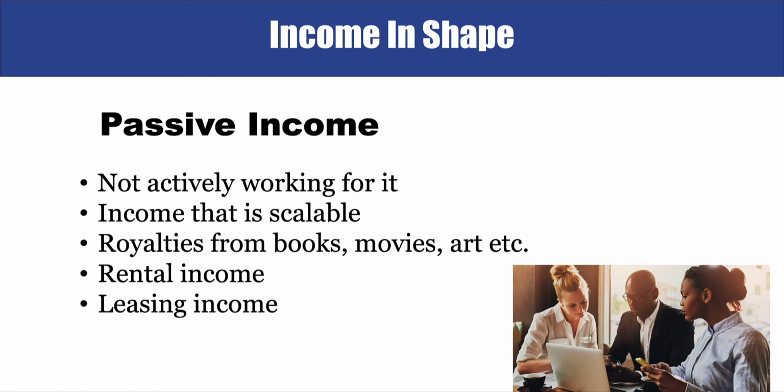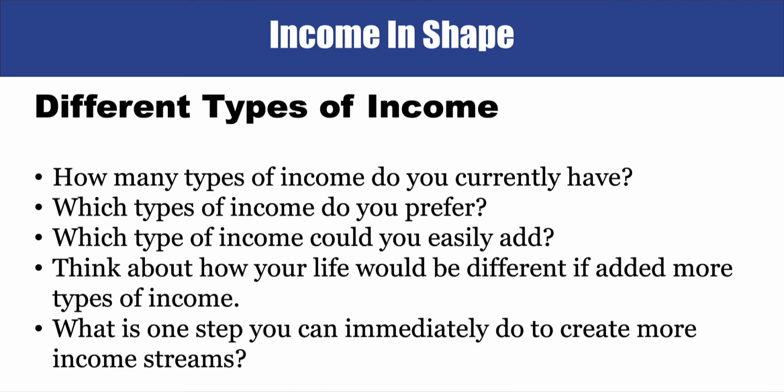Rental and leasing income are other examples of passive income. So if you have rental properties, some apartments that you rent out, or even a room in your house, you can rent out a bedroom in your house, and you can earn passive income from not doing anything except for the simple fact you have property that you rent out to somebody else and you profit from it. You get income from it. So rental and leasing income are other examples of passive income.